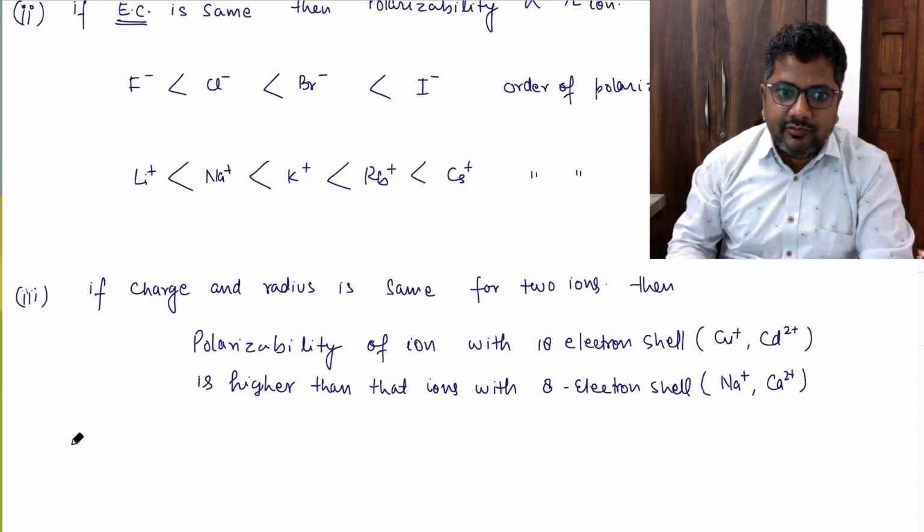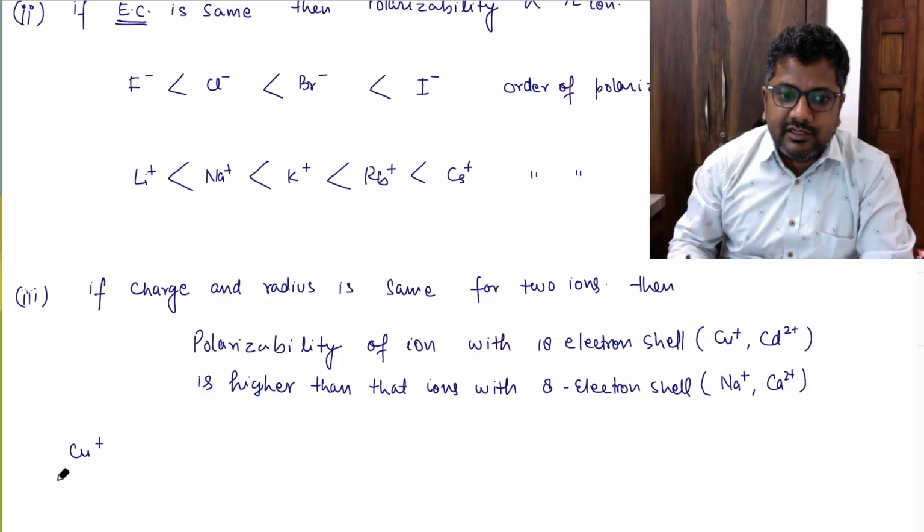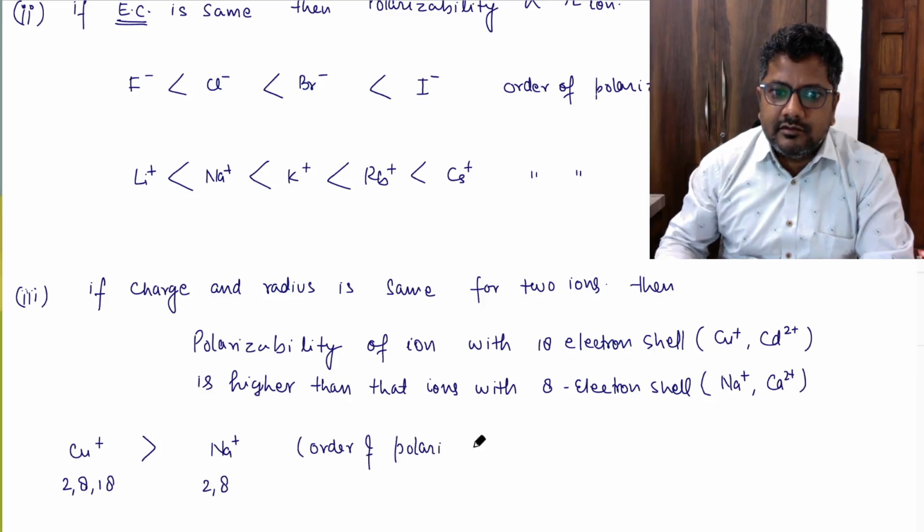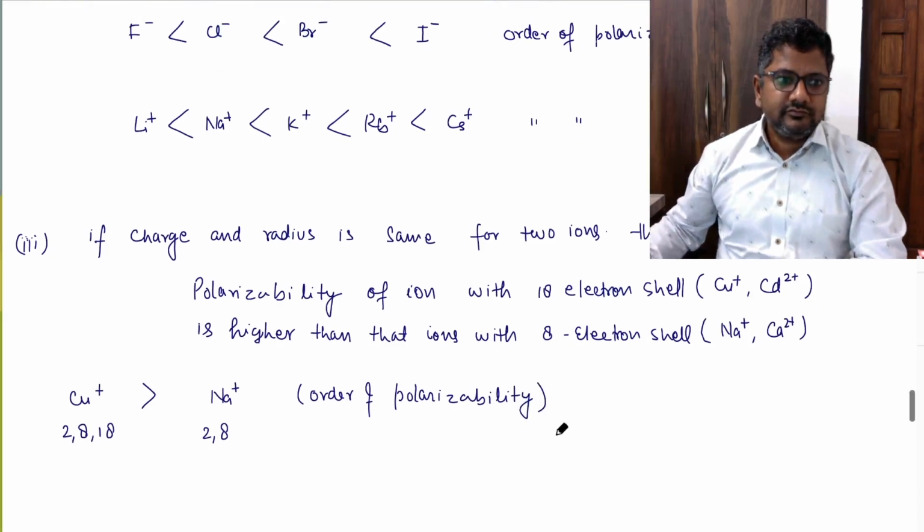See, if you see the electronic configuration of Cu plus, you will find 2, 8, 18. And if you see the configuration of Na plus, then you have 2 and 8. Both have almost same size. So this is the order of polarizability. Right? Clear?